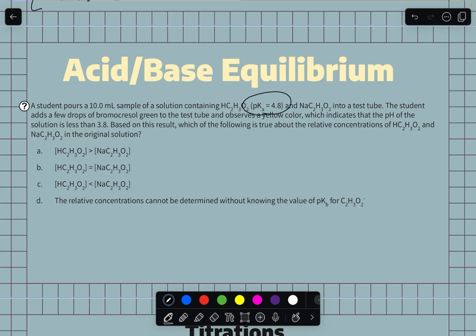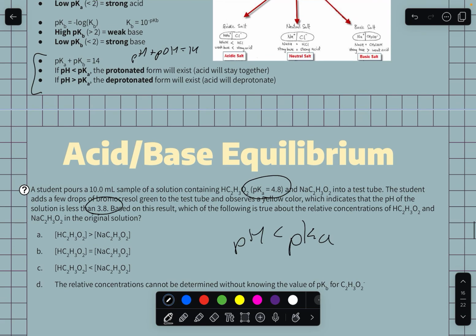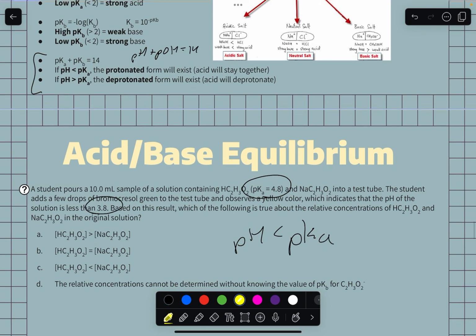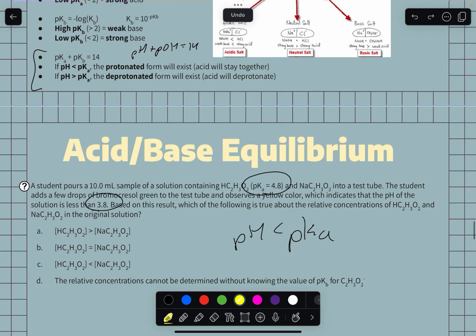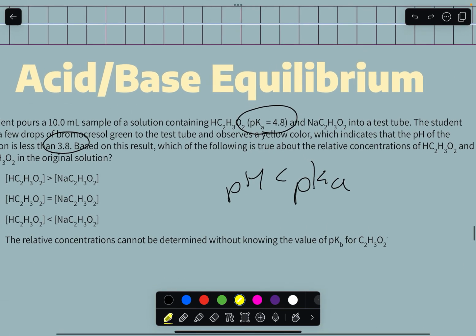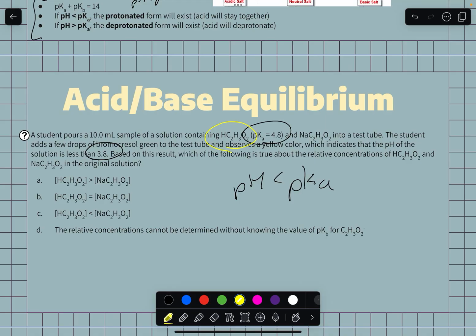So we have a pKa and we have a pH. Right, our pH is less than our pKa. We just said that if pH is less than pKa, the protonated version will exist. So the protonated version is our HC2H3O2. So our HC2H3O2 should be greater than our NaC2H3O2. Okay, so make sure we understand that relationship because it makes questions like this really easy to do. This looks like a complicated question, but you just need to compare the numbers.